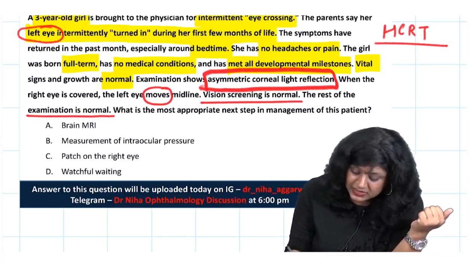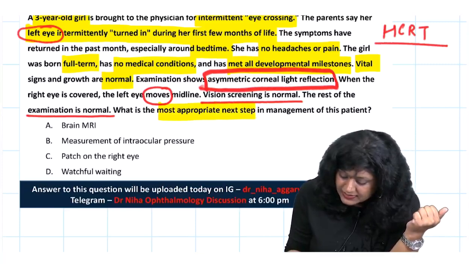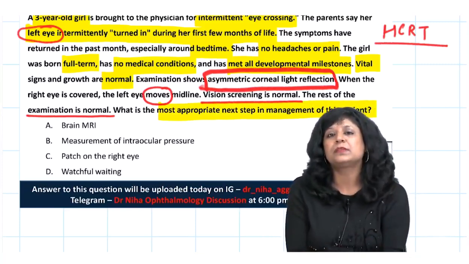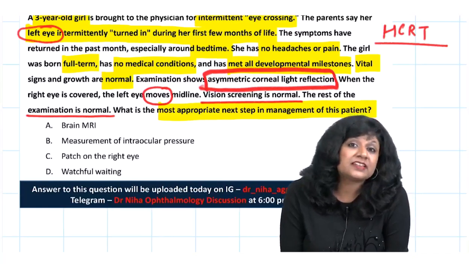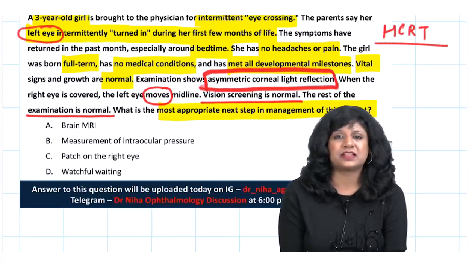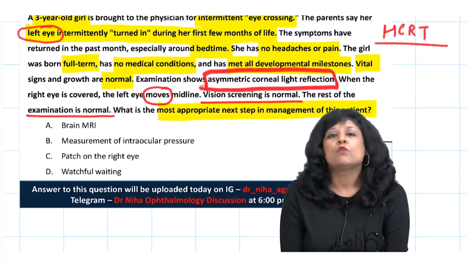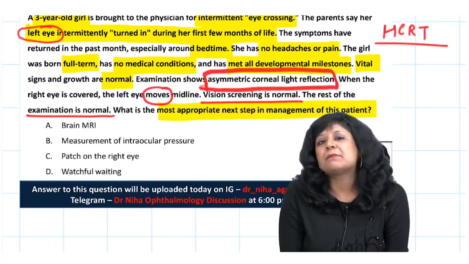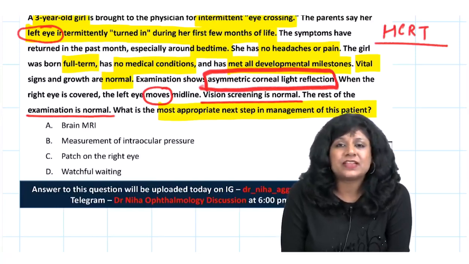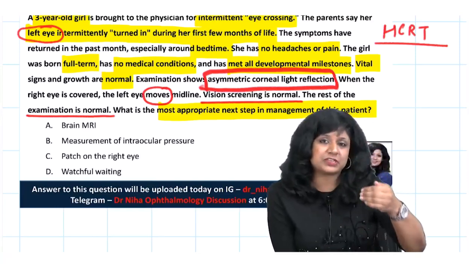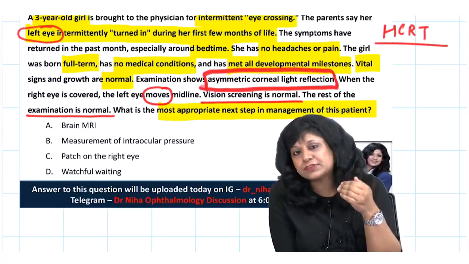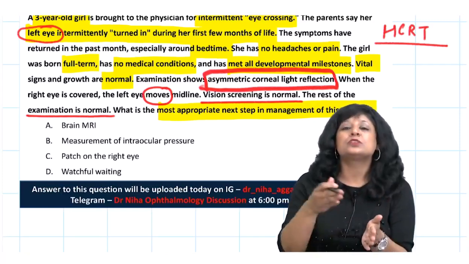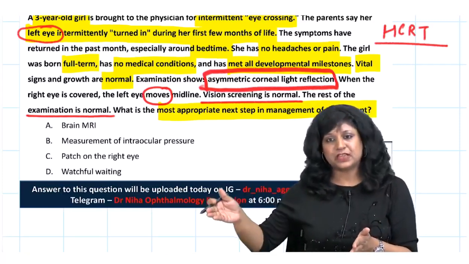So they are asking for the most appropriate next step in the management of this patient. What should be the next step? They are not asking you the best thing that you can do. They are just asking what should be the next step in the management. And if you remember, I have always told you that in cases of squint you have to give the treatment in an order-wise manner. So if they have already given you the first step, go to the second, then third, fourth, somewhat like this.